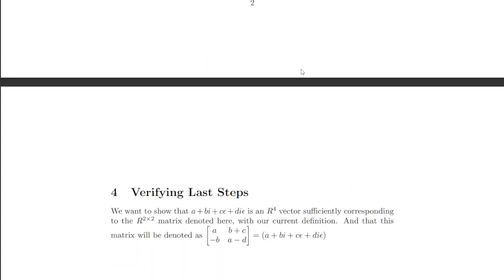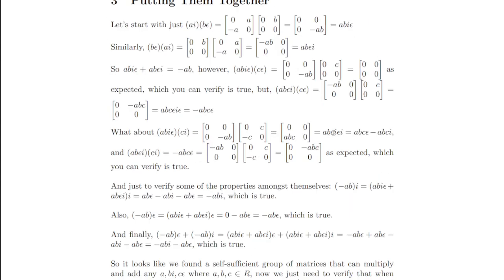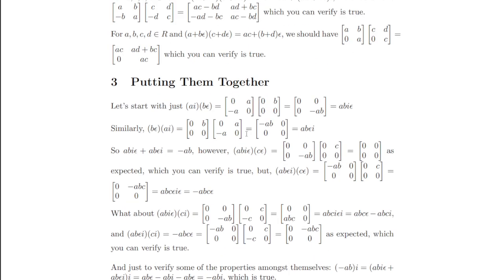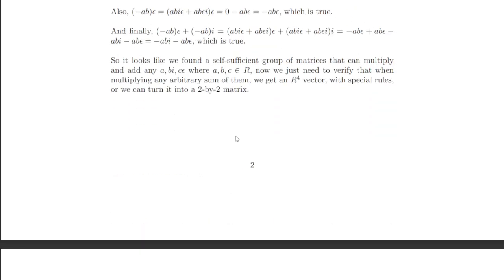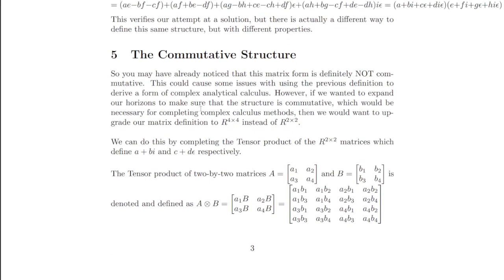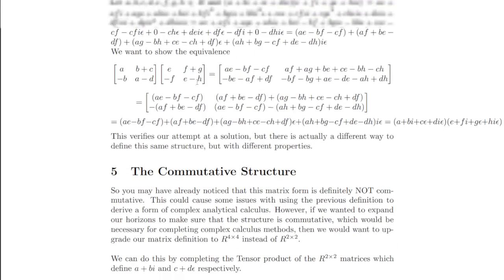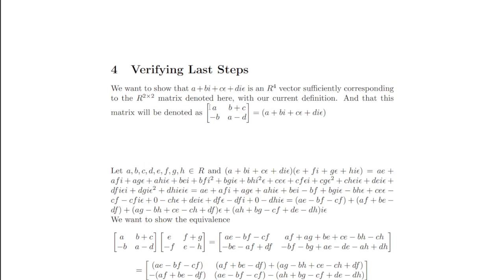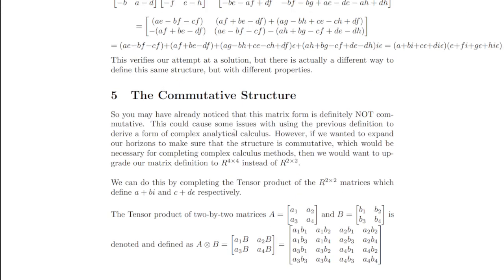Because we notice from earlier that I and epsilon do not commute with each other. They commute with themselves, but not with each other. That is an issue, and we'll explain why later. So let's talk about a commutative structure. We may have already noticed that the matrix form is not commutative. Again, matrices are not generally commutative, but you'll notice this has some cool properties, but it's not commutative. So this could cause some issues with using the previous definition to derive a form of complex analytical calculus.